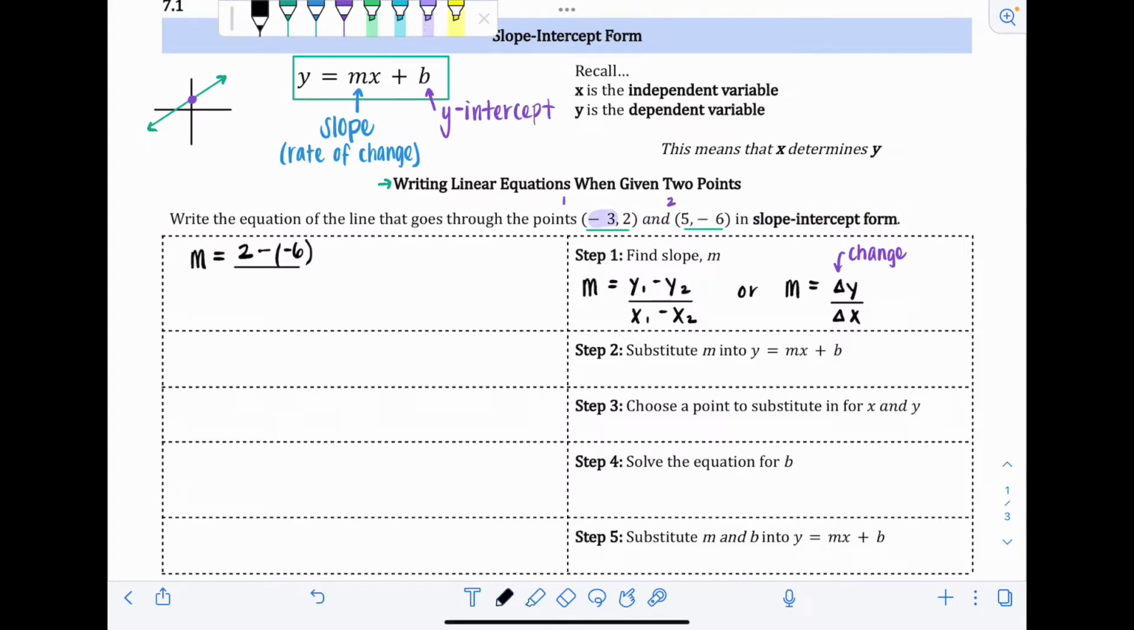So x1 is negative 3, and x2 is 5. You can check this one by foiling. If I did 2x times 2x, it'd be 4x squared. Then 2x times negative 9 is negative 18x, and 9 times 2x is positive 18x.